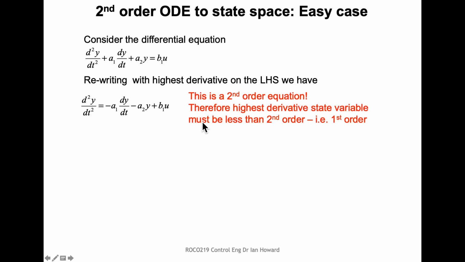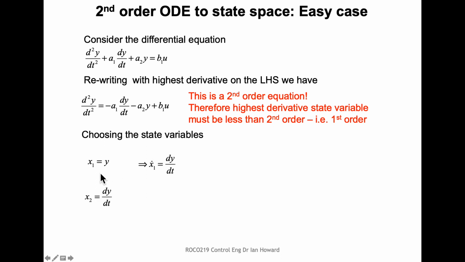Right. Because this is a second order differential, what we can see is the state variables have got to be one differential less than that. In other words, they're going to be first order. So let's choose some state variables. It's not going to be u, because u is going to be the input. So the y is going to be a state variable. Let's call that x1. And let's call dy dt, let's call that x2.